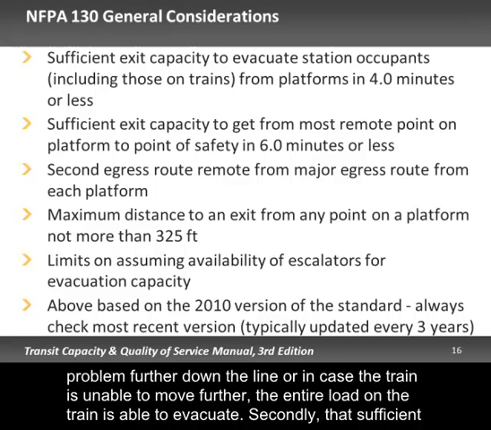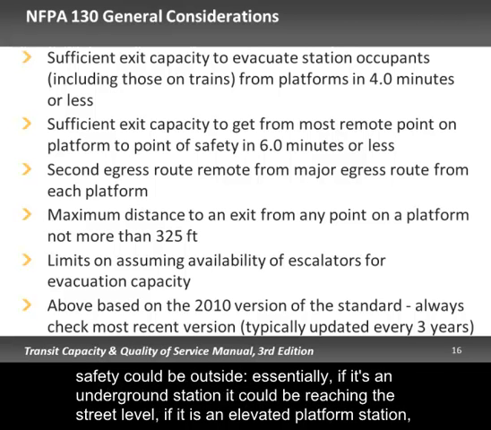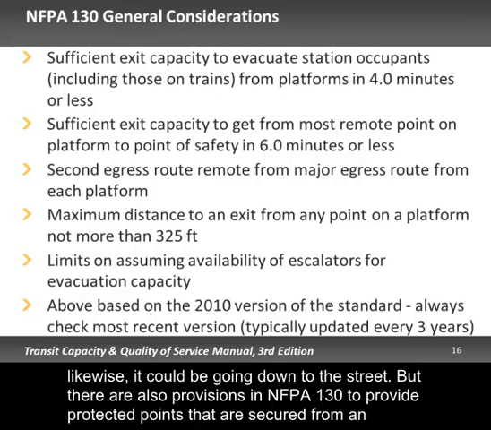evacuate. Secondly, that sufficient exit capacity is required to get from the most remote point on the platform to a point of safety in 6 minutes or less. Fundamentally, a point of safety could be outside. Essentially, if it's an underground station, it could be reaching the street level. If it is an elevated platform station, likewise, it could be going down to the street.